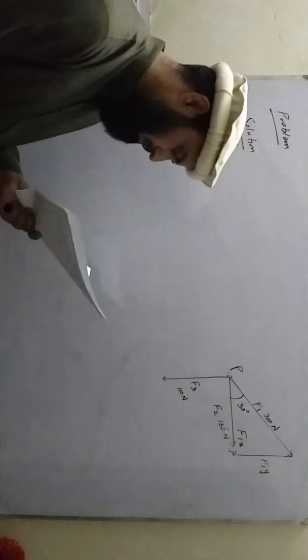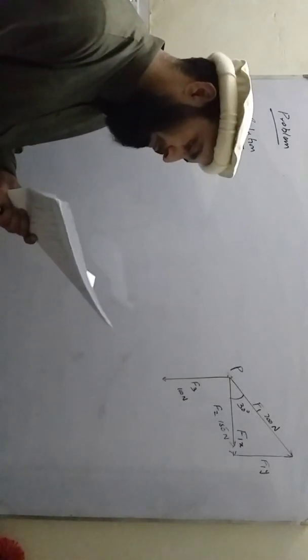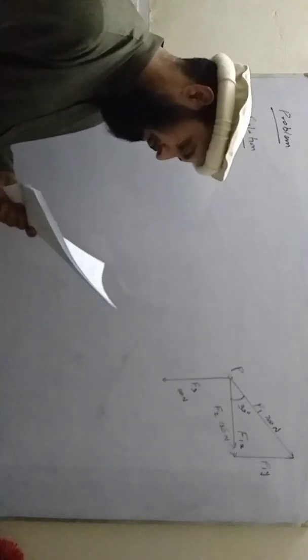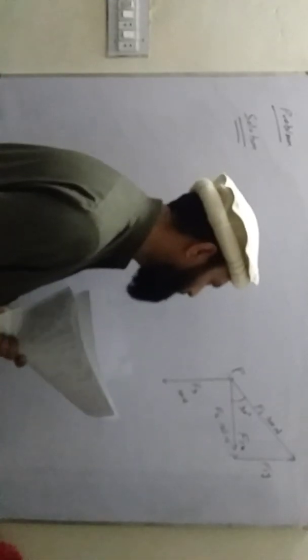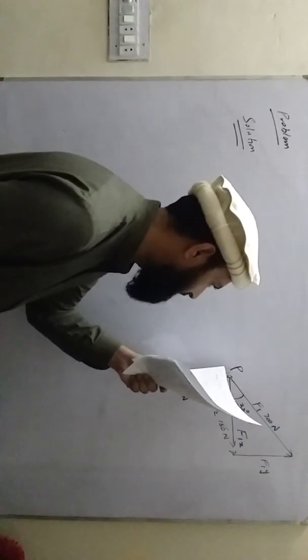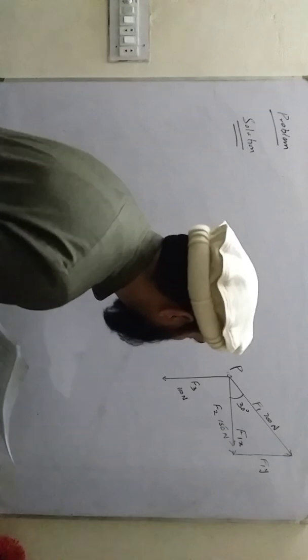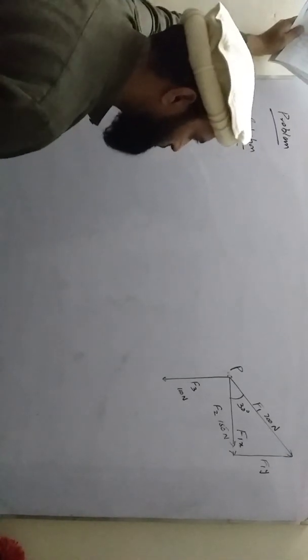Again I will repeat this question. An object P is acted upon by three coplanar forces as shown in the figure. Determine the force needed to prevent P from moving. Here there are three forces, 200 Newton, 150 Newton and 100 Newton, acting on this point P as shown in the figure.